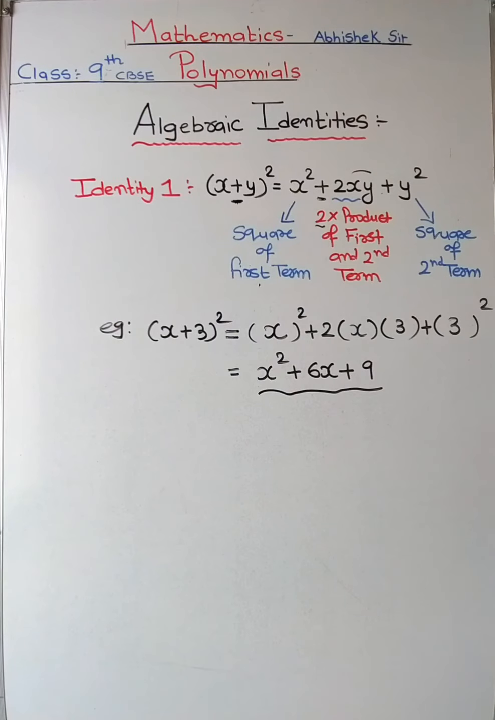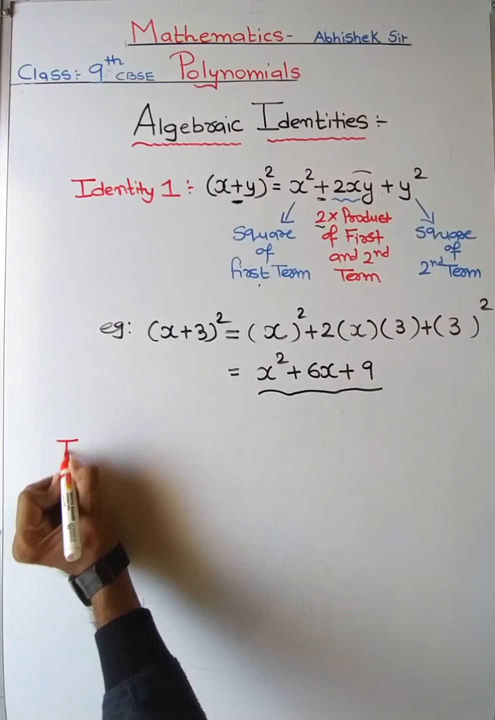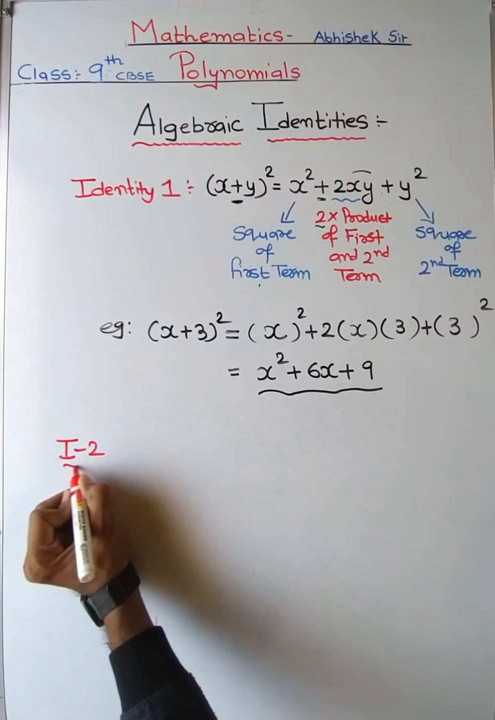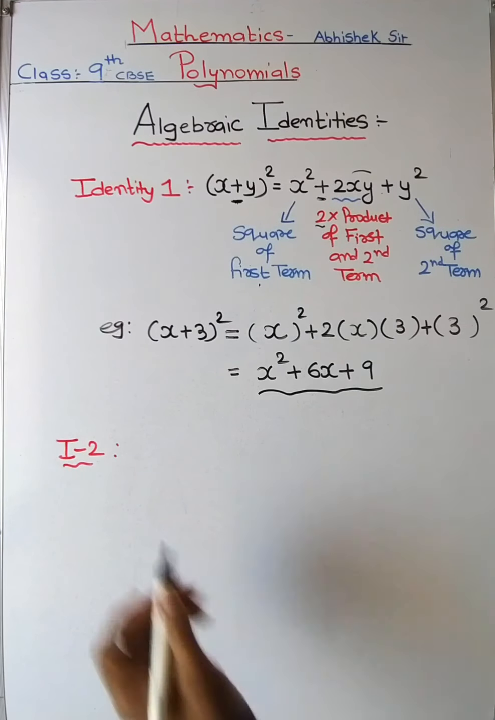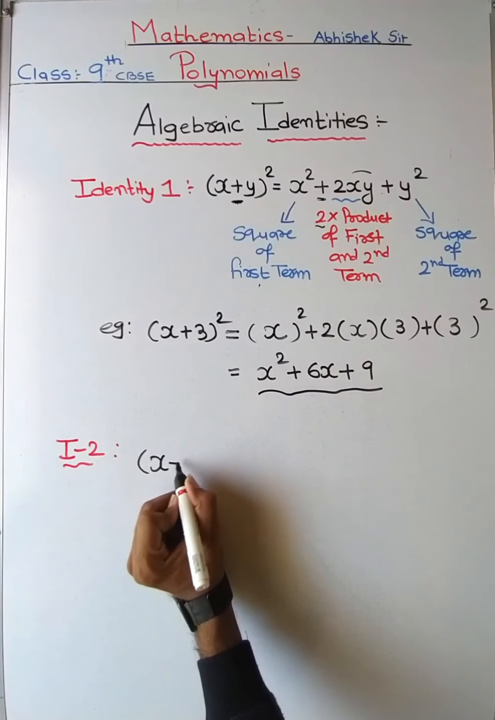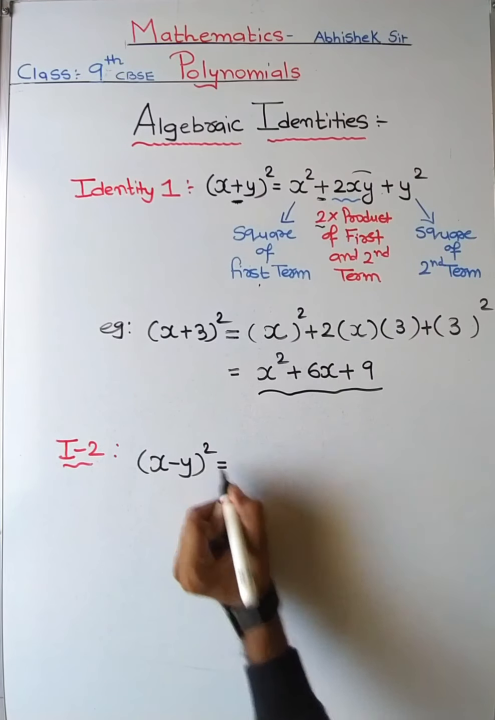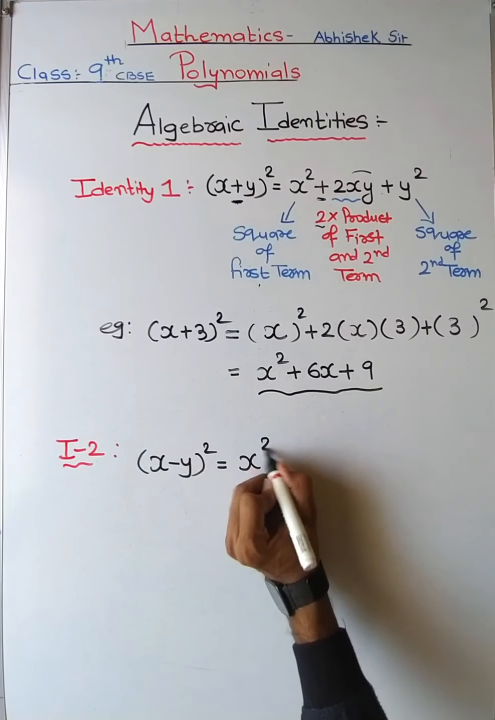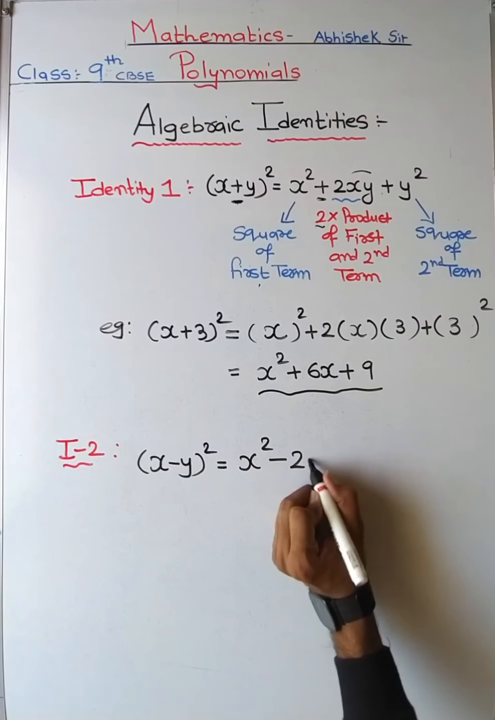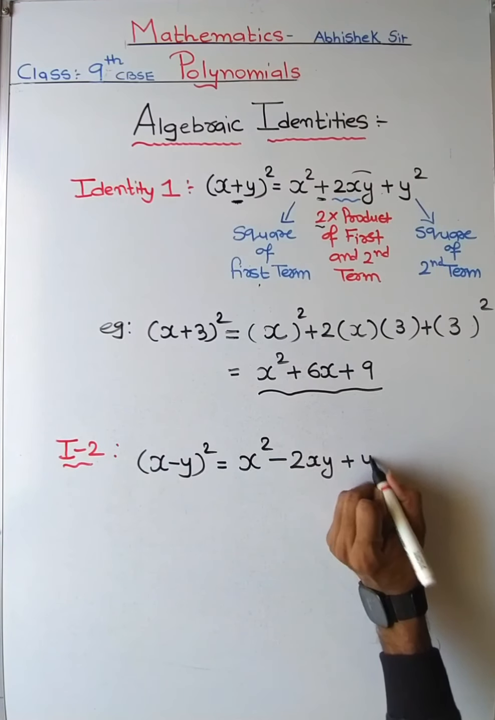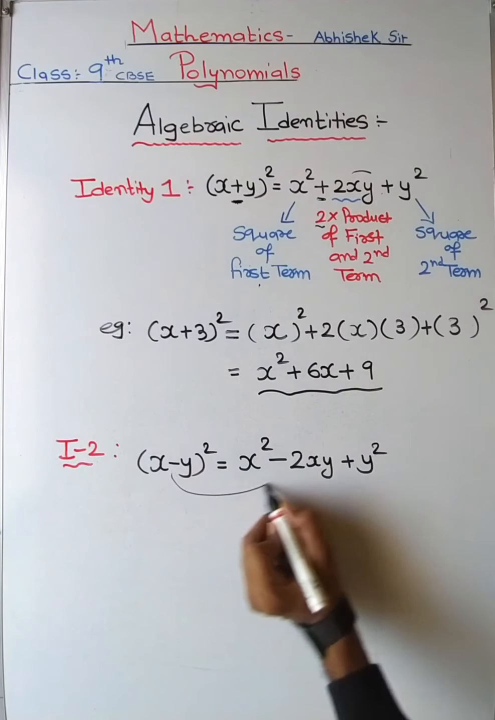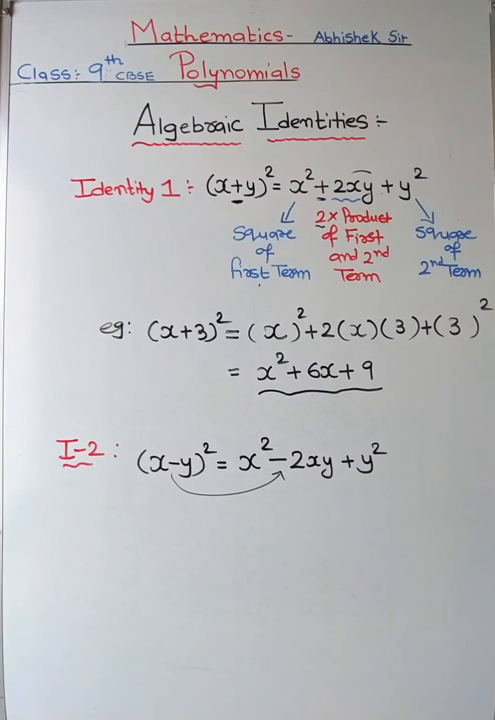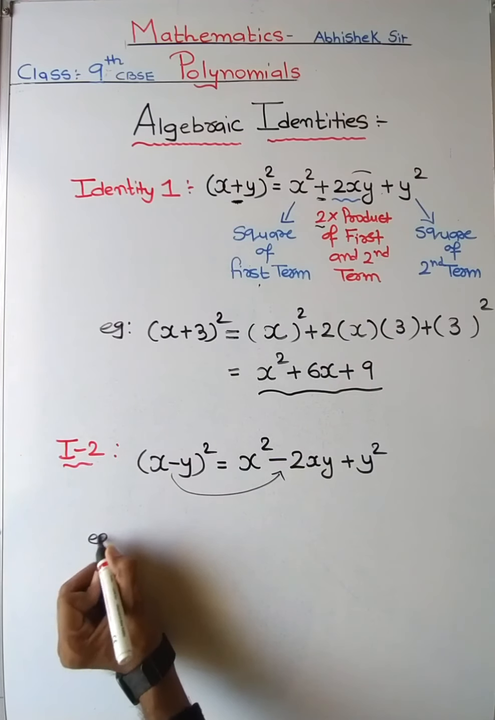Identity 2 is almost similar to that. We are writing identity number 2. In that it is only (x minus y) whole square. So basically it is the same as the first one, but we just have to put minus in between. Other things will remain the same: x square, 2xy, y square, just the minus sign will be seen over here. Clear?